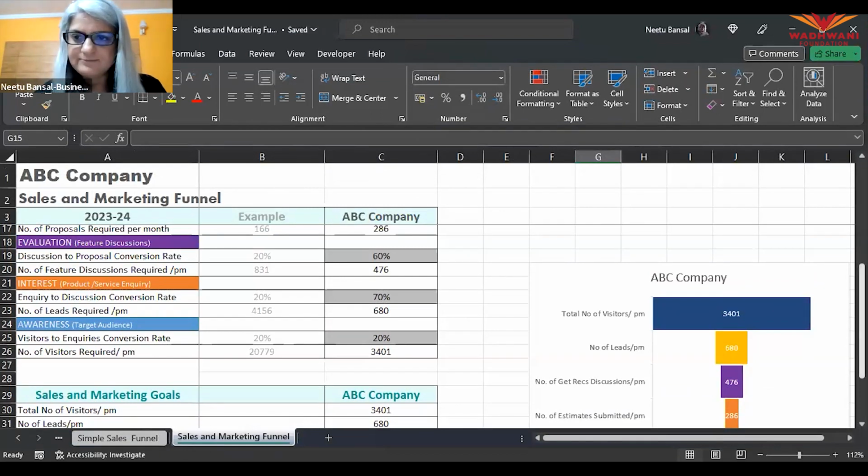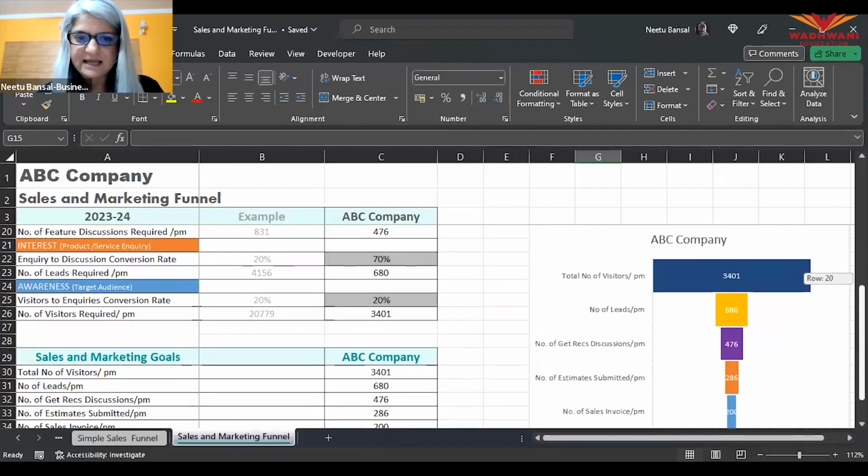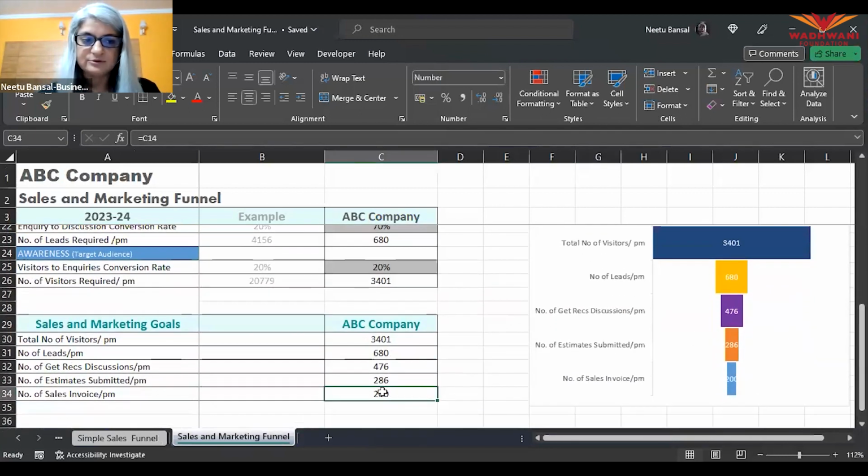Now, for those of you who see that, to raise 200 invoices per month, I need to get 3,401 visitors per month. For those of you for whom this is a very difficult number, like, my God, how am I going to get 3,000? I know currently my number of visitors is just touching 1,000. So how can I even get to 3,400?